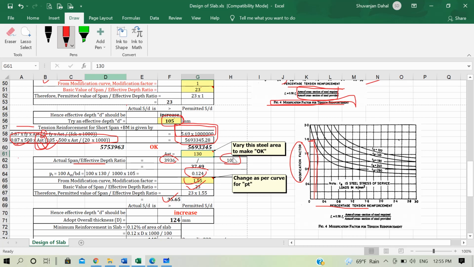So our actual value is 37.49 and our permitted value is 35.65. So still this ratio is not within our permitted value. Again, our actual span by depth value is greater than the permitted span by depth value. In this case, again you have to increase the effective depth of the slab.